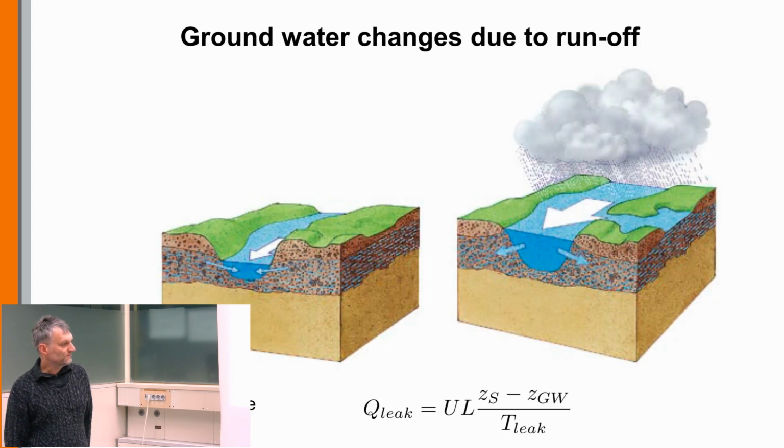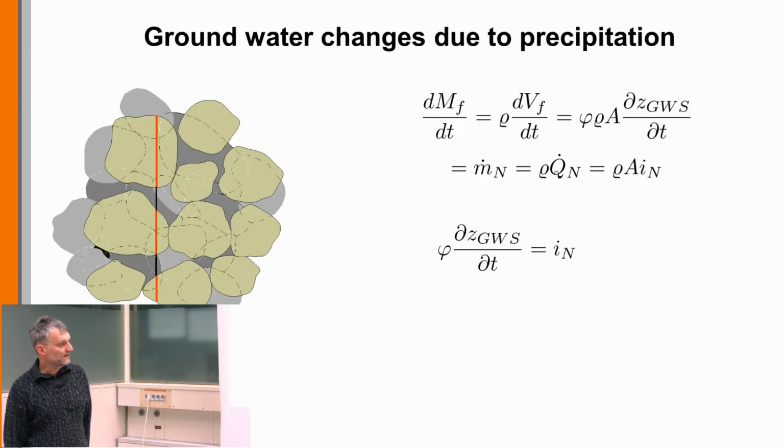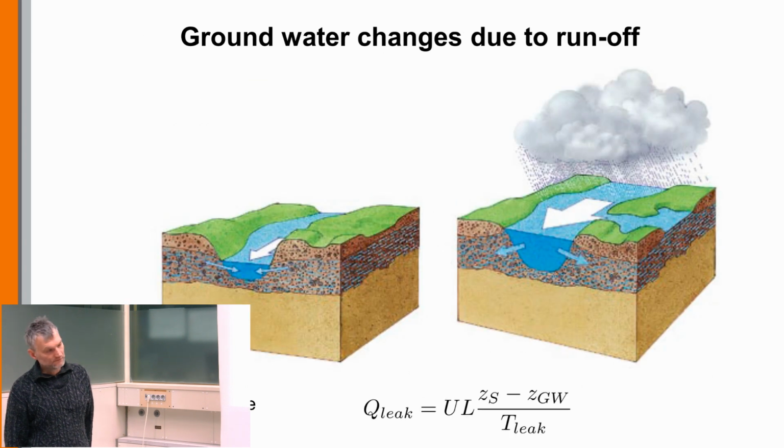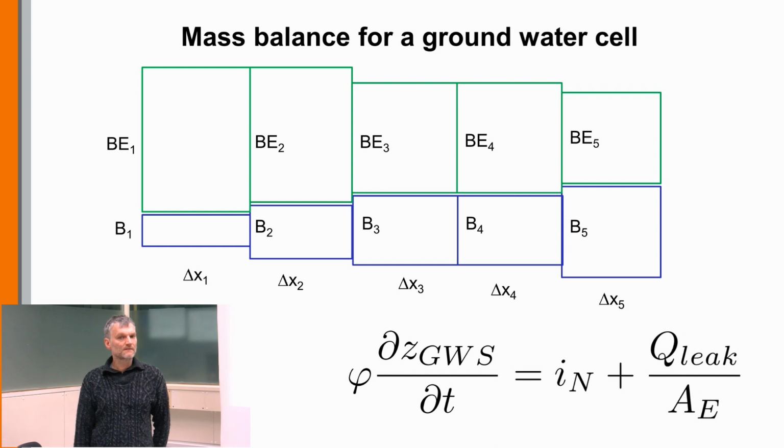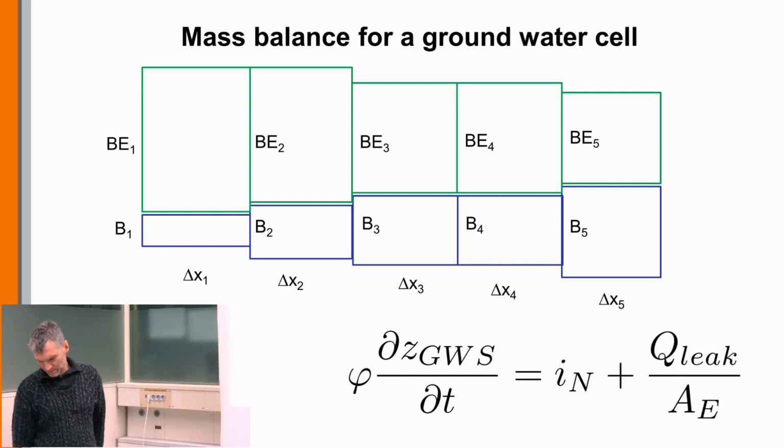So when we take into account rainfall and runoff, then we have a differential equation for the groundwater. The groundwater is changed due to precipitation intensity and due to freshwater discharge to the river or river water going into the groundwater, which is this term. So this is a full differential equation to describe the groundwater free surface, and this we have to solve in our numerical model.